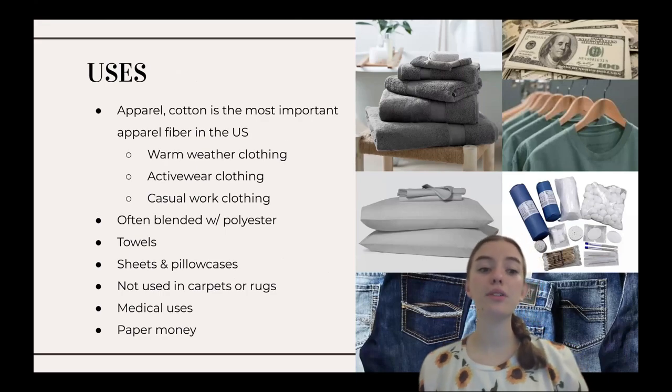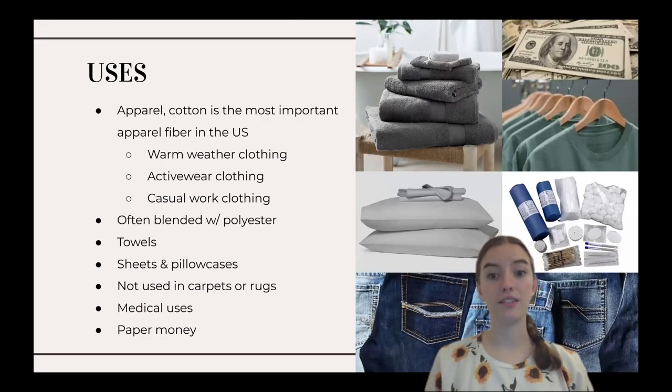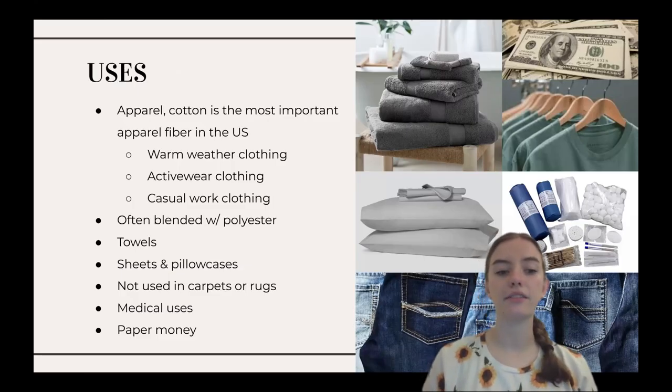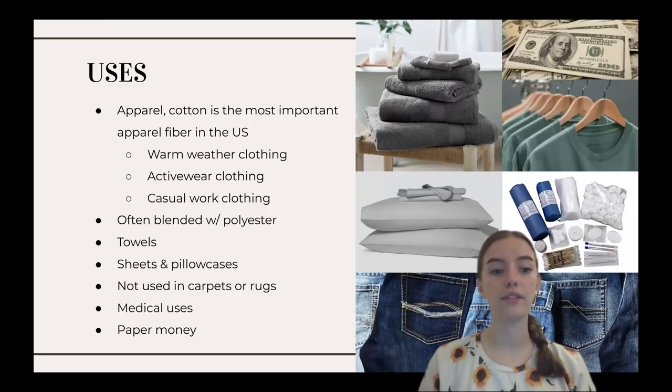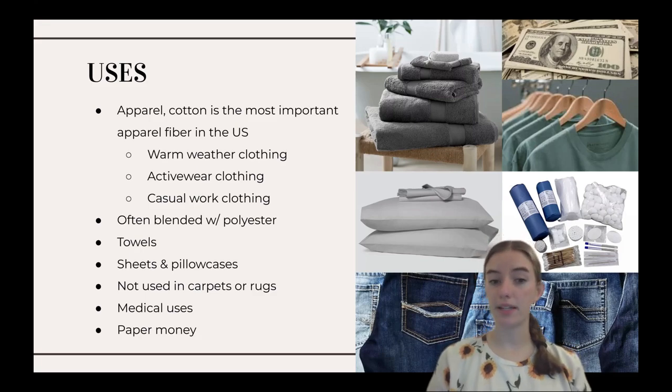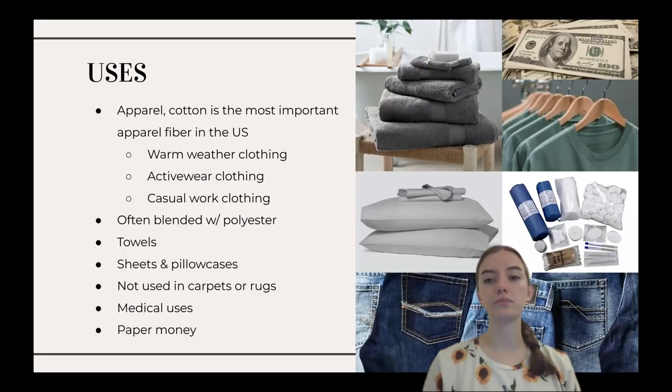Okay, so cotton is the most important apparel fiber in the United States. So it's used in a lot of clothing. It's really good for warm weather clothing, like I said, active wear and casual wear clothing, a lot of things. Often it's blended with polyester so it doesn't wrinkle as easily and so it is a bit more durable. It's also used in towels a lot because it's absorbent. It's used in sheets and pillowcases. And like I said, it's not used in carpets or rugs. It's used for medical things like cotton swabs or cotton balls, things like that. And paper money. I did not know that, so I thought that was interesting.